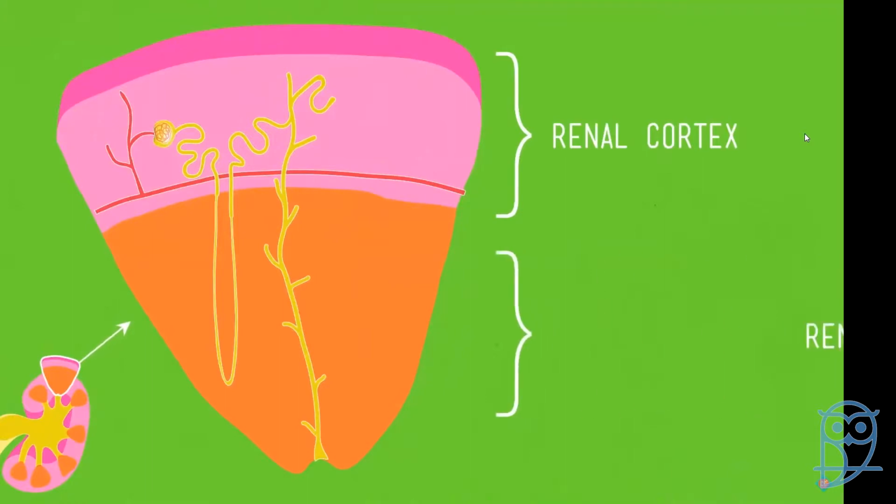The outermost layer is the renal cortex. That's where the glomerulus and the Bowman's capsule and both convoluted tubules are. And the layer beneath that is the renal medulla, which is the center of the kidney. Cortex, by the way, is Latin for tree bark, so whenever you see it in biology, you know that it's the outside of something. Medulla, on the other hand, means marrow or pith, so you know that it's the inside, just to help you remember this stuff.